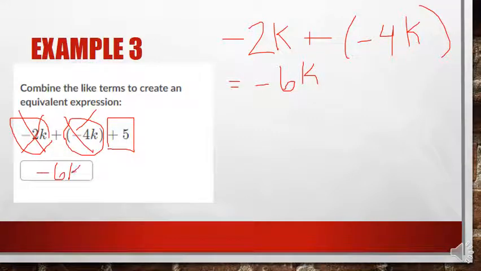Now, even though I boxed this whole number 5, I can't combine that to anything else. There's nothing else to combine it to. So literally all you do, bring it down, and you have a positive 5. And that is your expression. We went from 3 terms to 2 terms. We still simplified. It might not be 1 term, but you did simplify it, and that's your answer.